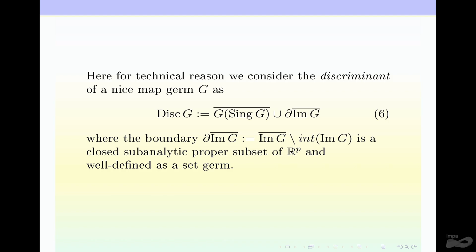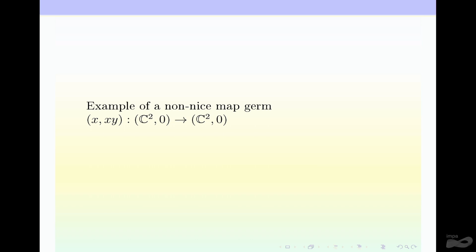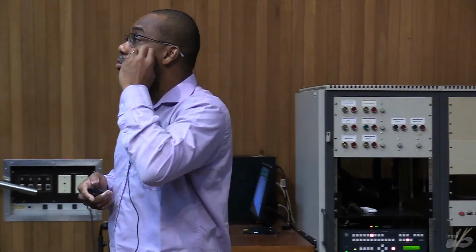Here, it was surprising somehow. I'll tell you later, because we thought that if you ask only isolated critical value, the image would be defined as a germ of set, but it's not true. It's not true. Isolated critical value means the image of the critical locus is included in the zero set. Okay? Outside the zero set, everything is regular.